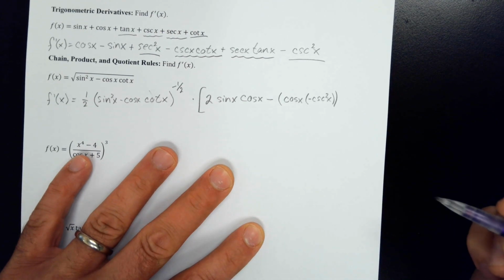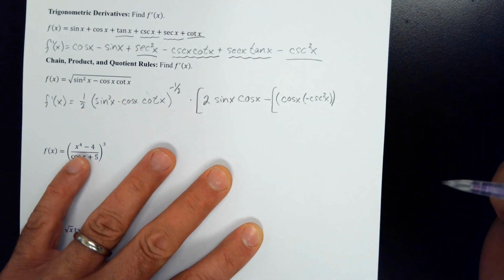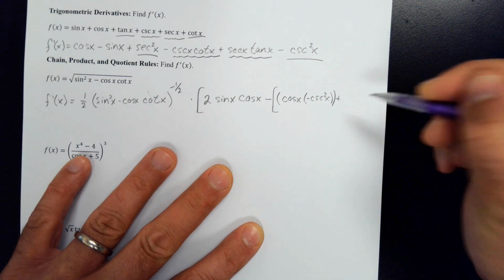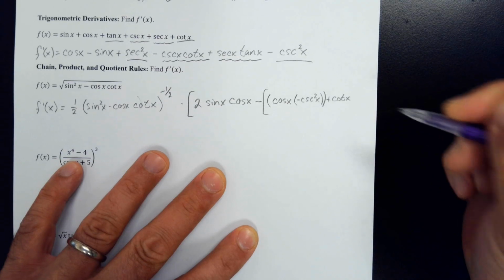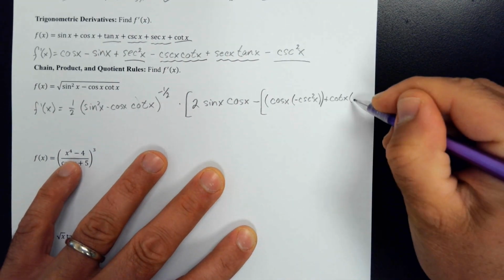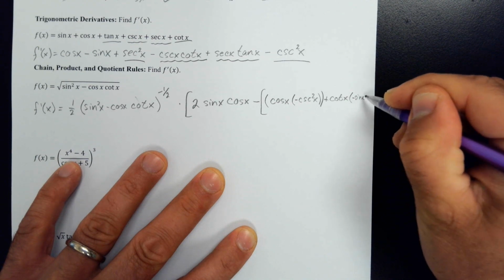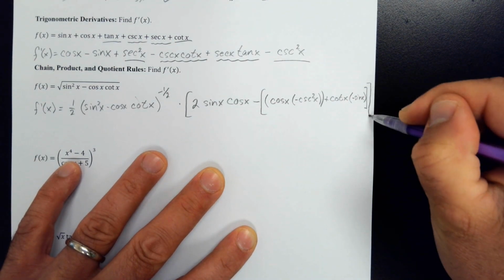So there's the first piece. And this whole thing is going to be in parentheses because I want to distribute that negative. Plus, let's see, I'll leave the cotangent x alone, and you multiply by the derivative of cosine x, which is negative sine x. And I'll finish this bracket right here, and I'll finish this one right here.